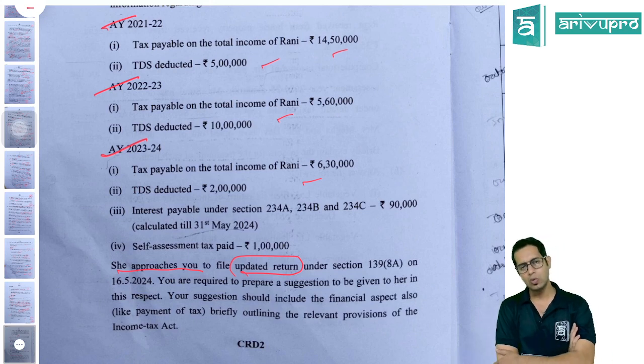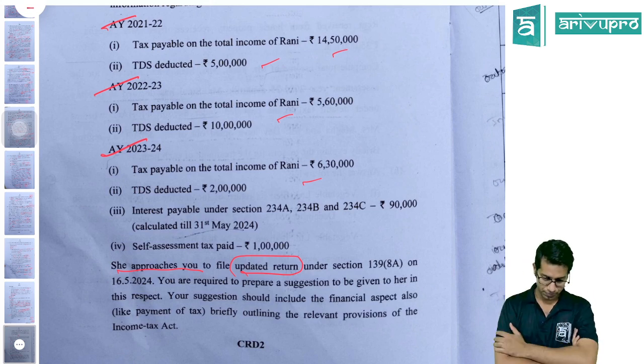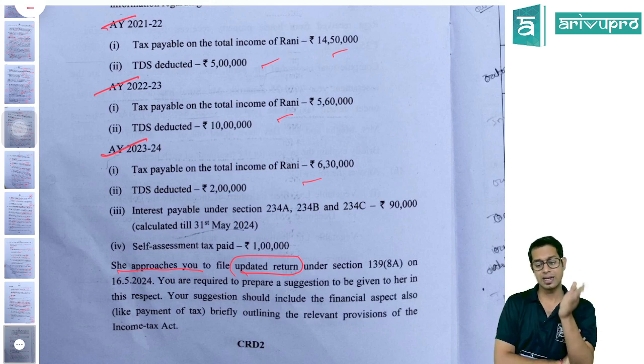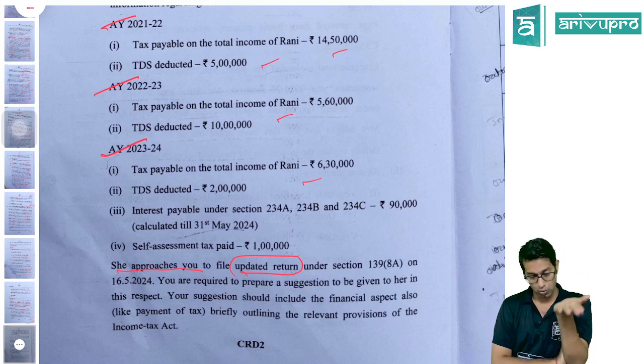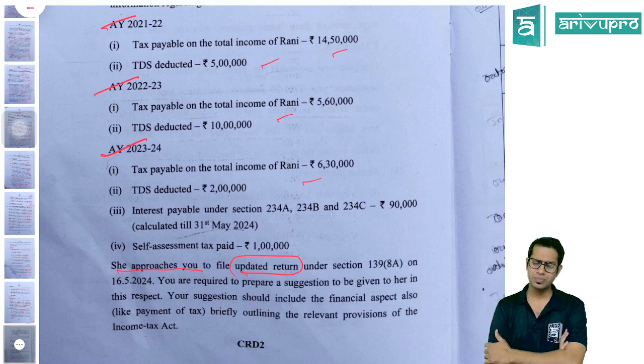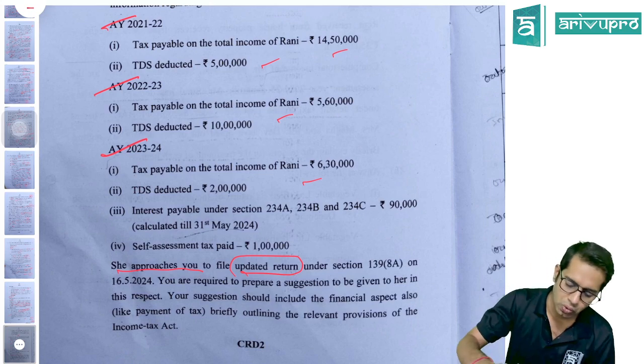Now updated return. So anyways, income details are not required too much. Updated return provision you have to write over here. What is updated return telling? You can file your updated return provided you file within 24 months from the end of the assessment year to which that information relates, and that updated return can be filed only if there is an increase in income or there is an income which you are showing in that updated return. So that provision with respect to updated return you have to write.